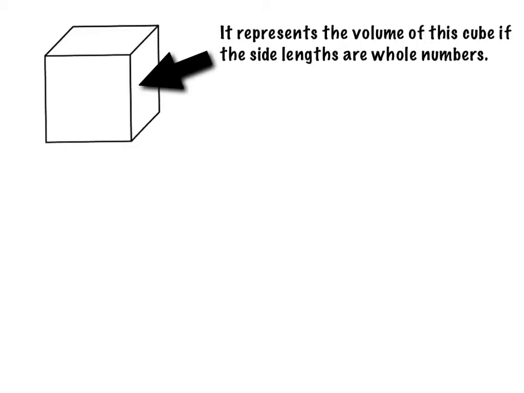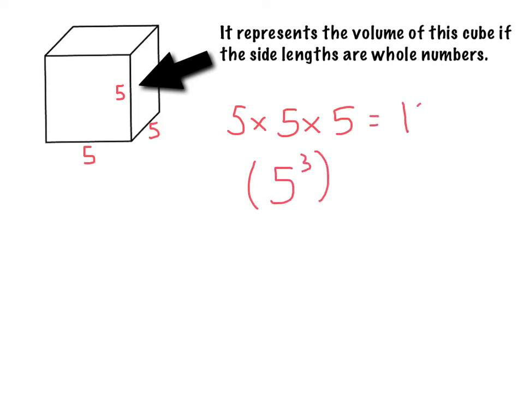A perfect cube represents the volume of this cube if the side lengths are whole numbers, because in a cube, all the side lengths would be the same. So in this example, if the side length of the cube was 5, 5 for the width, 5 for the height, and 5 for the depth, you would do 5 times 5 times 5, which could also be written 5 to the third power, and you would get 125. 125 would then be the volume of this cube, and that is the perfect cube.